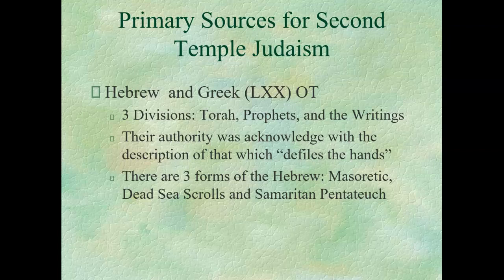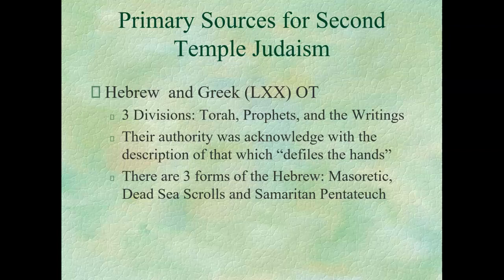But then, of course, comes the discovery of the Dead Sea Scrolls, which also has biblical text, and so that's also in the form of Hebrew. We also then have the Samaritan Pentateuch. So we can make comparisons between what may have been in earlier forms of the Hebrew version of the Bible.